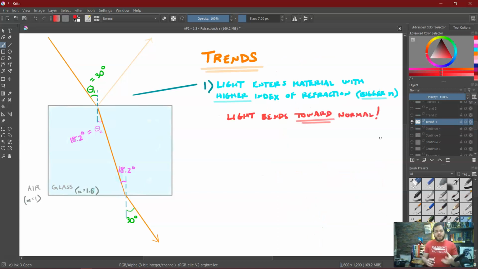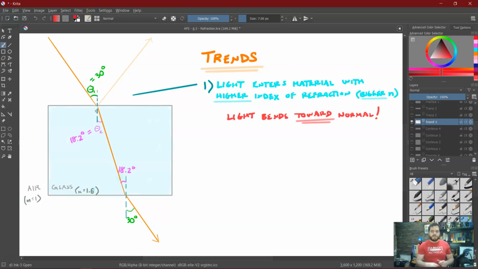But this problem has already introduced us to 3 big trends that we want to make sure we have down. Number 1. When the light goes from a material with a lower to a higher index of refraction, so when the second material has a bigger n, light will always bend toward the normal. So coming in here, that's going in at 30 degrees. It goes to a material with a higher index of refraction, from air to glass, so it literally bends towards that normal line.